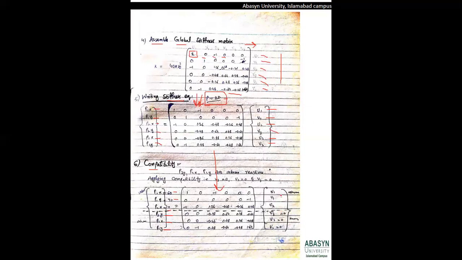So we have V1, which is unknown. We have U1, which is also unknown. We have U2, which is also unknown. While V2, we know that its value is 0, and U3 and V3 are again 0 because there is a pin. So this is called the compatibility.